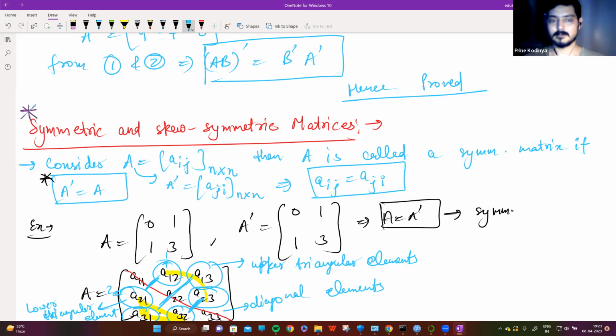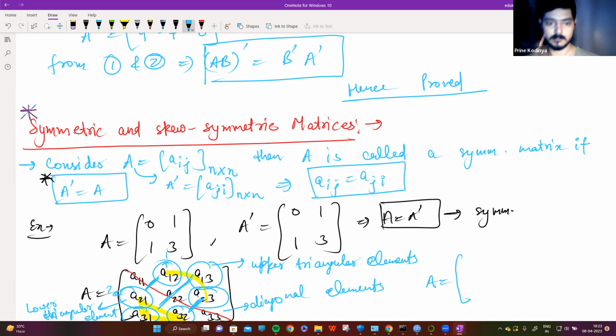A matrix is symmetric when its transpose is equal to the same matrix. This will also look like symmetry. Now let's understand one matrix. Diagonal elements can take any value. They won't be changed. They can take any value, put anything.